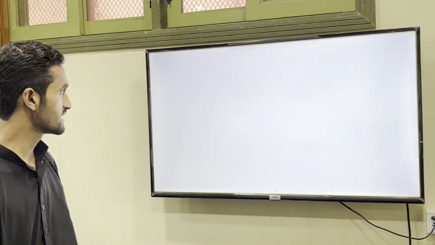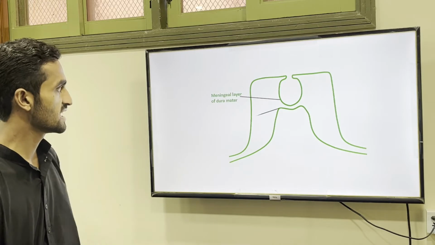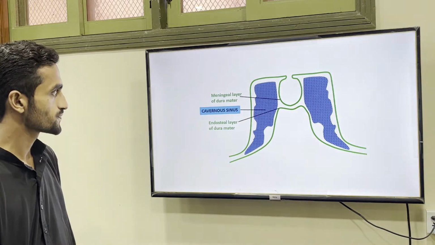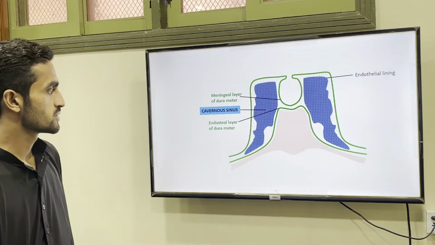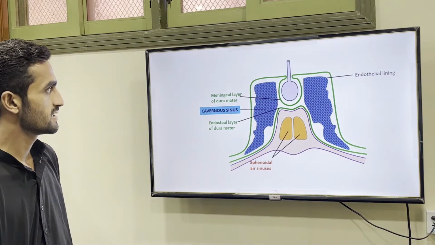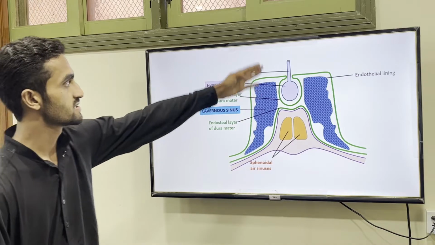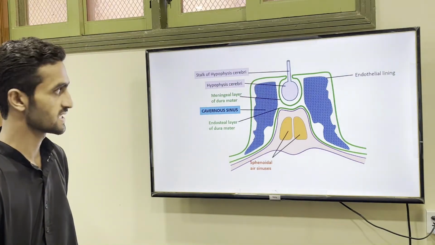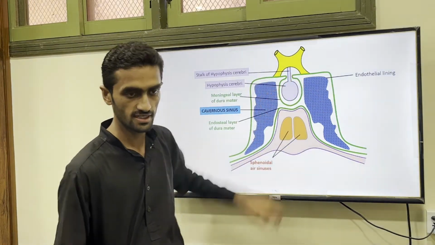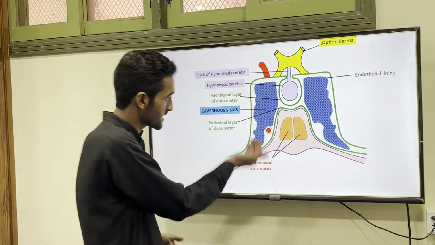Inferior and lateral is the cavernous sinus. Look at this picture: this is the meningeal layer of dura mater, this is your endosteal layer, and here is your cavernous sinus, and this is the endothelial lining. These are your sphenoid air sinuses, and here is your pituitary gland. This is the hypophysis cerebri, and this is the stalk or infundibulum of the hypophysis cerebri. This is the optic chiasma, which is present on the superior side of this.